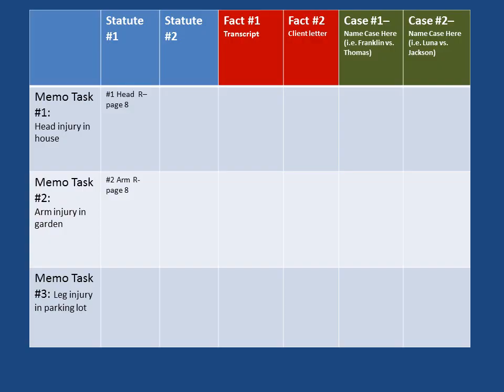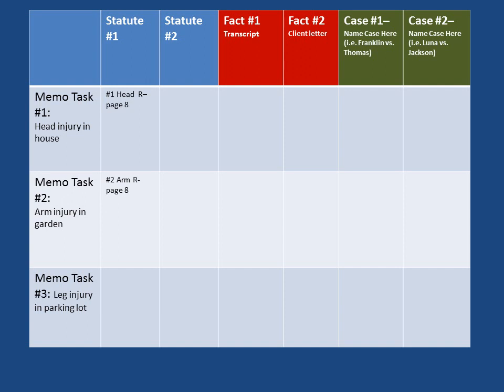Now, when I first started with the statute, I identified the first rule for the head. So I indicated number 1, head, which was a rule, so I put R there, and I indicated the page where it was found, which was page 8. The second rule I found was directed towards the arm. So I wrote number 2, arm, rule, the R, and page 8.